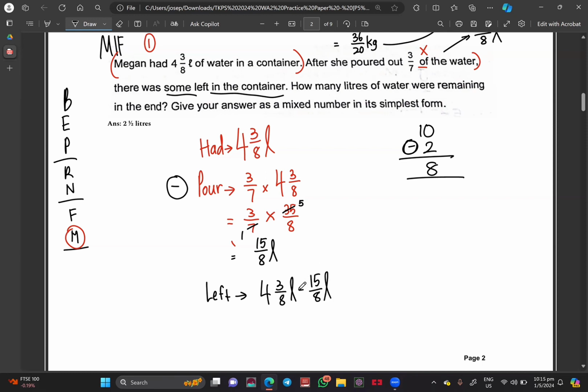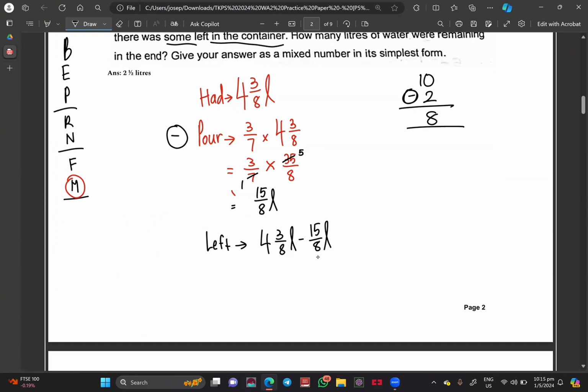We are very fortunate that the denominator is the same, but I have a mixed number and an improper fraction. So I want to quickly turn this into an improper fraction first. I think this will be the easiest for you. Then you are going to minus and you get 20 over 8 liters. Of course, we are going to change this to a mixed number.